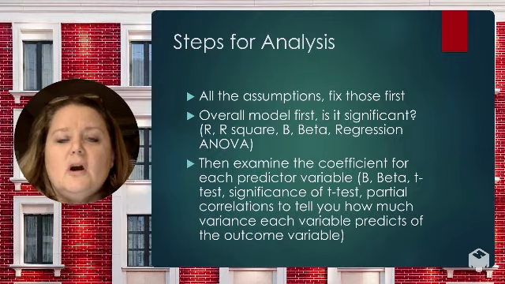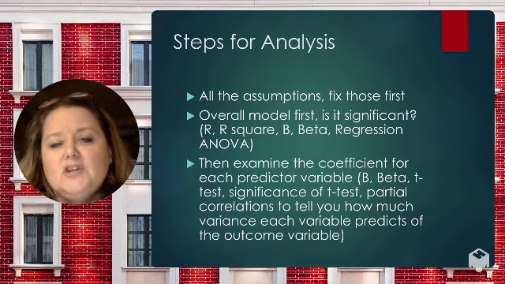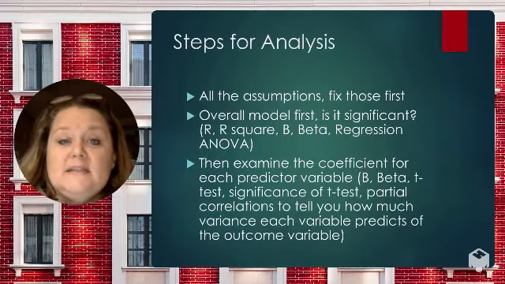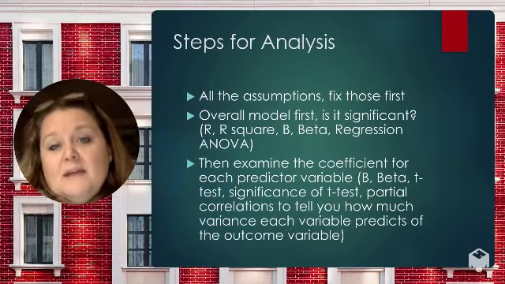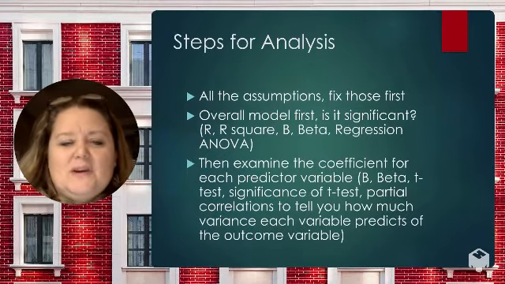You want to look at your R value, your R square, your B, beta, and your regression ANOVA out of all of the data that you have to get a sense of what's the strength of association that you can see in the R square and the beta weights, and then whether your data is significantly different than random data, which would be your regression ANOVA.